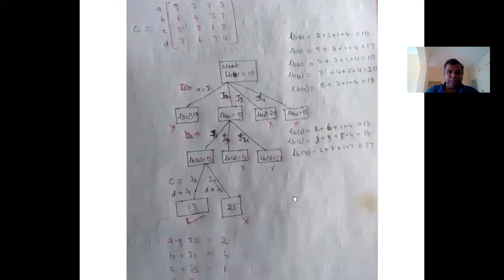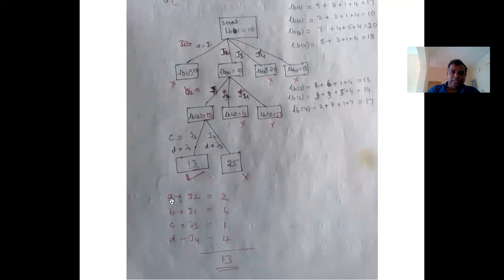So what is the final assignment? Person A is assigned to job 2. In that case, the cost is 2. Person B is assigned to job 1. The cost is 6. Person C is assigned to job 3. The cost is 1. Person D is assigned to job 4. The cost is 4. The total cost is 24. So this assignment gives the minimum cost to complete the task.